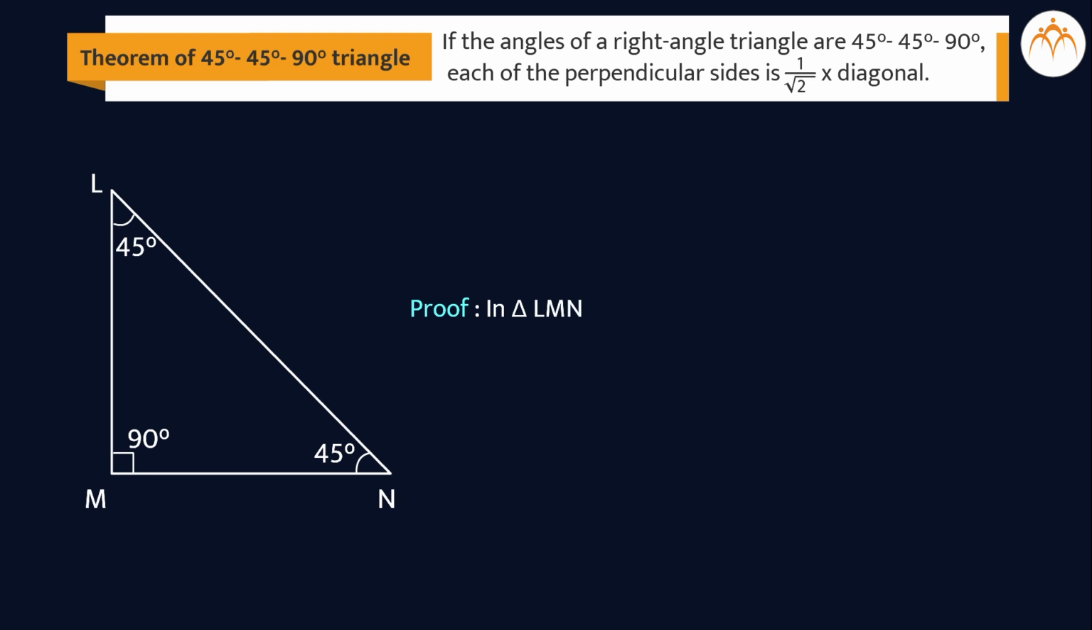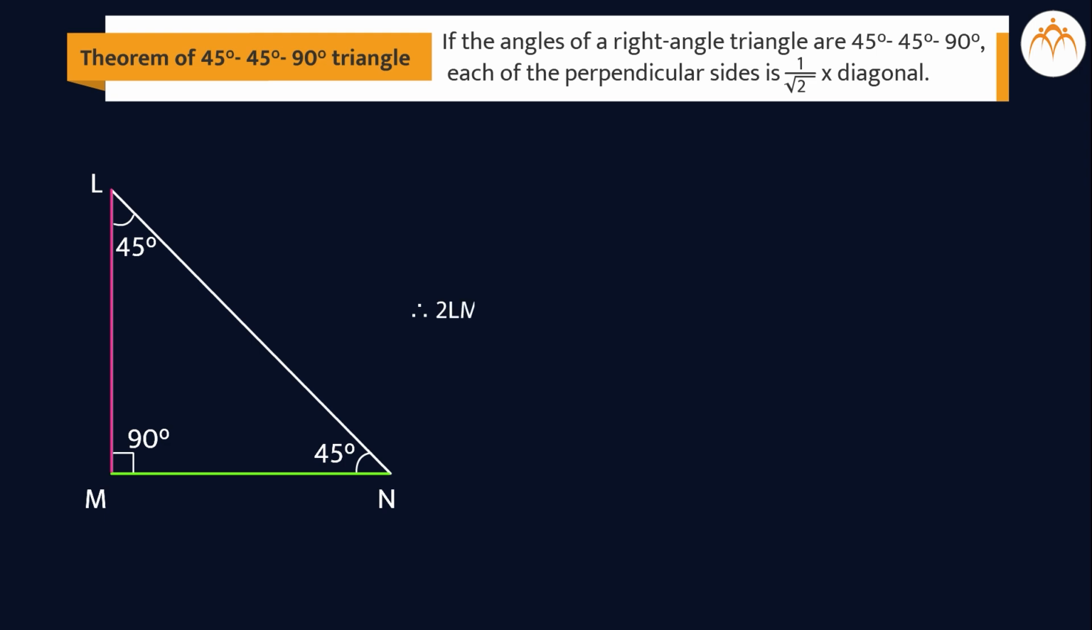In triangle LMN, measure of angle M is 90 degree, measure of angle L is equal to measure of angle N is equal to 45 degree. Therefore, LM is equal to MN, converse of isosceles triangle theorem. In triangle LMN, LM square plus MN square is equal to LN square by Pythagoras theorem. Therefore, LM square plus LM square is equal to LN square, since LM is equal to MN.